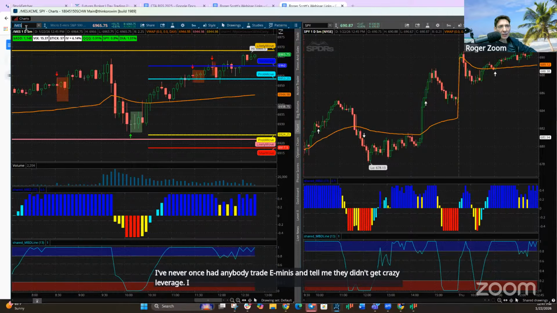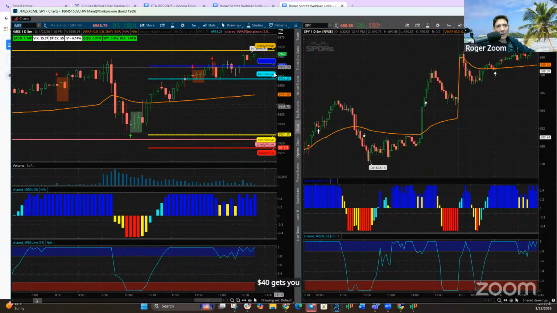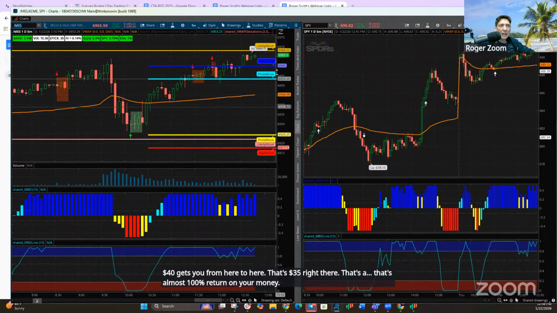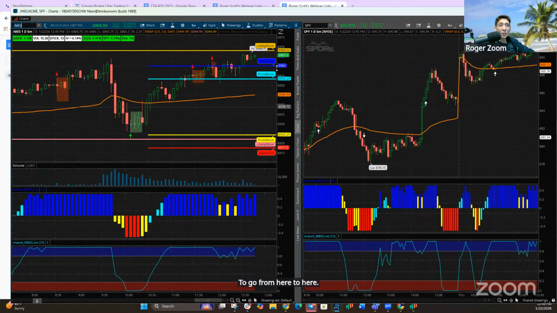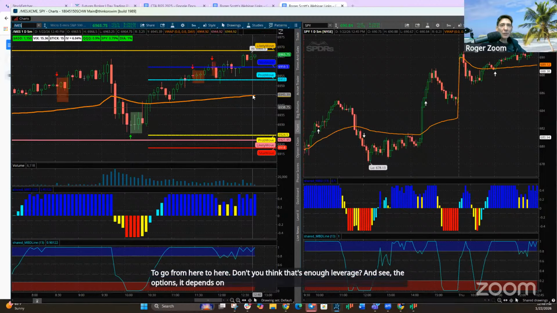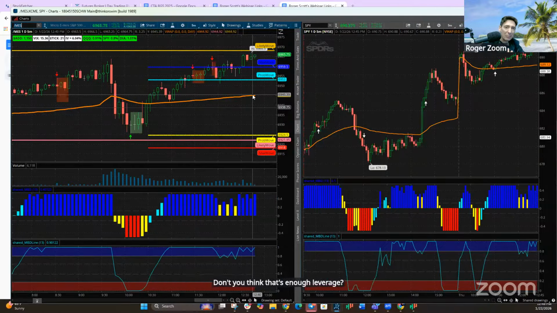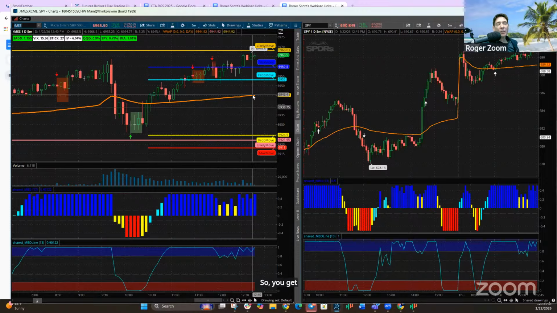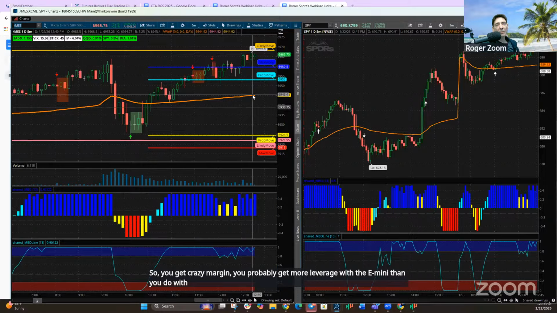I mean, look, think about this. $40 gets you from here to here. That's $35 right there. That's almost 100% return on your money to go from here to here. Don't you think that's enough leverage? And see, with the options, it depends on how much of a move you get, how early in the morning it gets, what the implied volatility is. You don't have any of that with the futures contract. So you get crazy margin. You probably get more leverage with an E-mini than you do with an option, if I had to put my money on it.